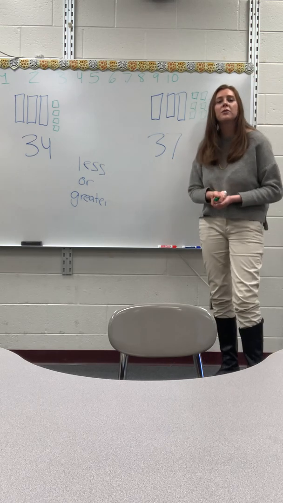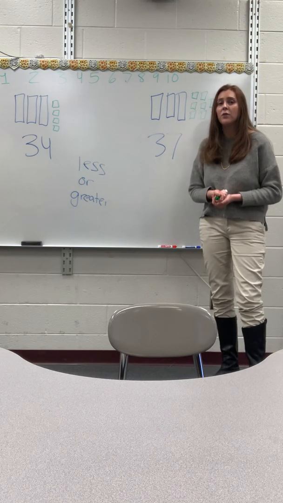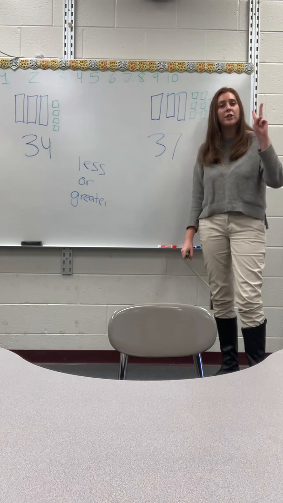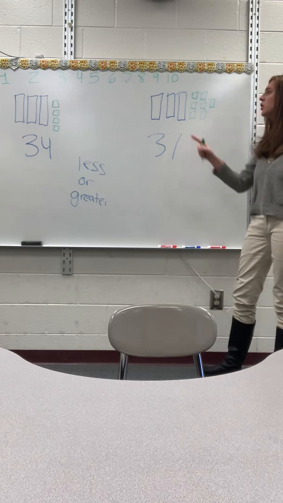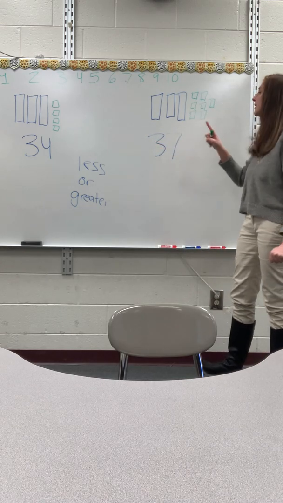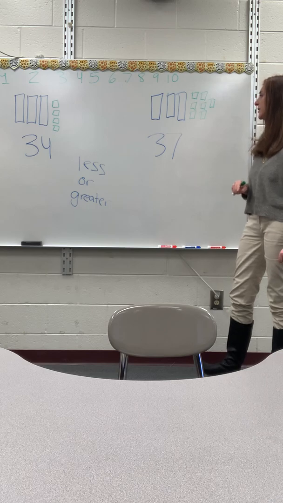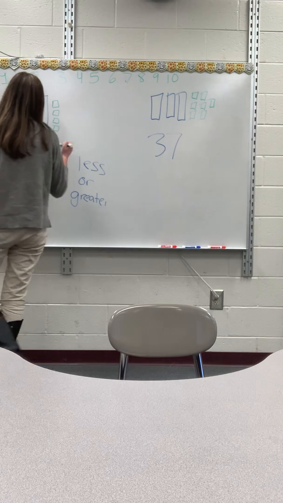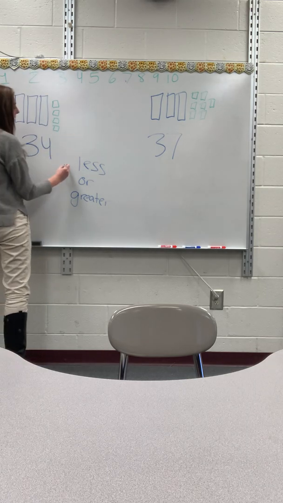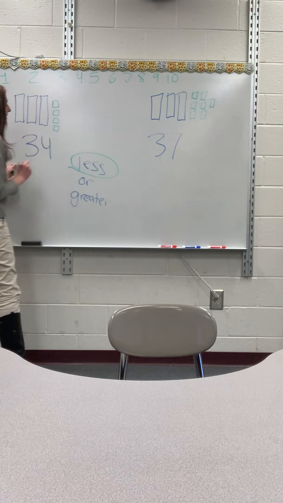Now, which number is closer to the 0? Is it the 4 or the 7? So if we were to count 0, 1, 2, 3, 4. 4 is closer, so that means 34 is less than 37. So we have to circle our statements to make it true. So 34 is less than 37.